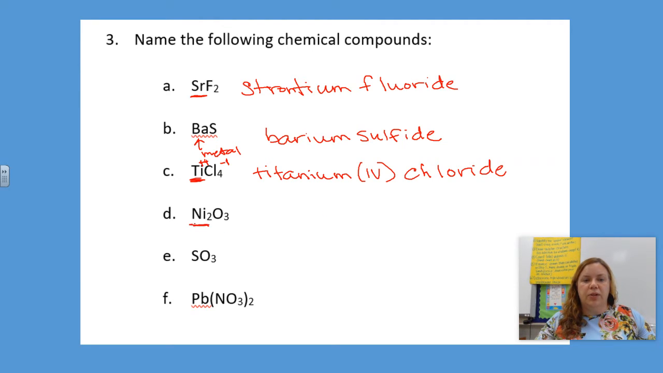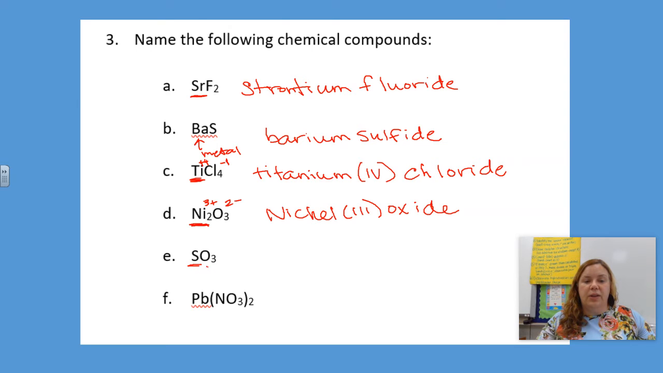Same thing with nickel. Don't get this confused with nitrogen. Nitrogen is just an N. Nickel here, we have a transition metal. And if oxygen's a 2- charge, look where that 2 came from. So nickel must be a 3+ charge. So we have nickel(III) oxide.